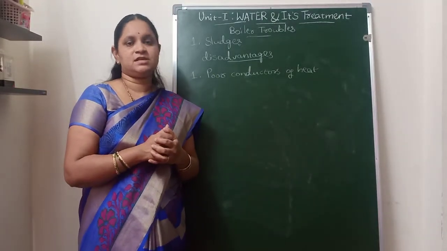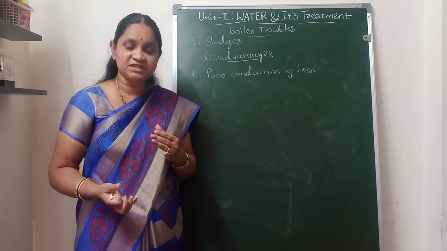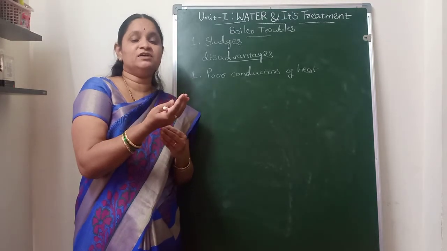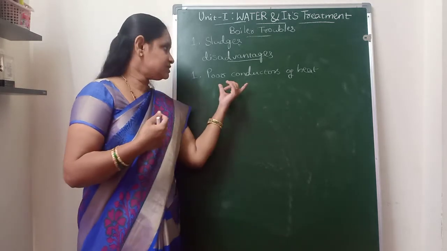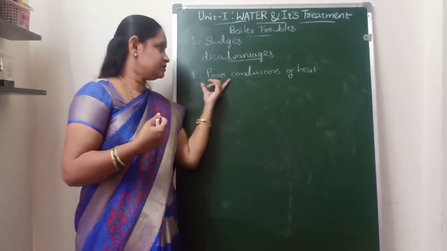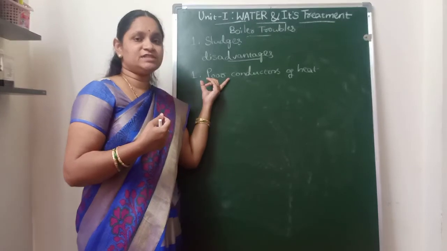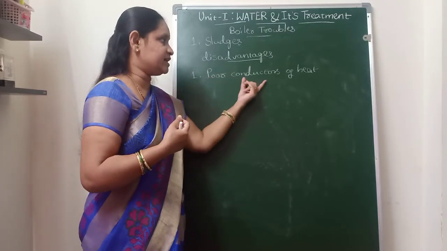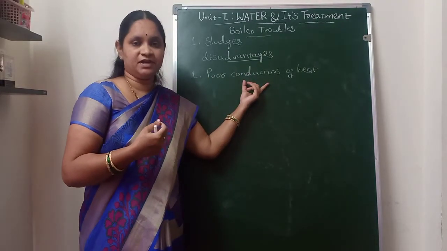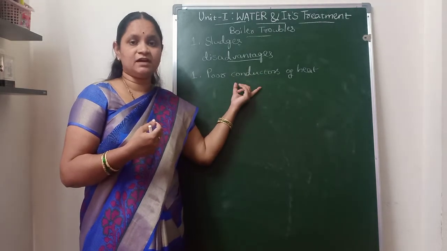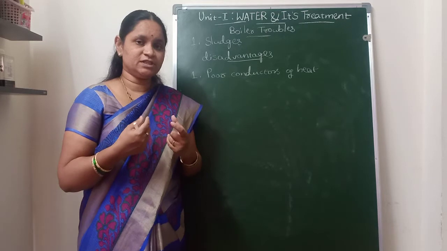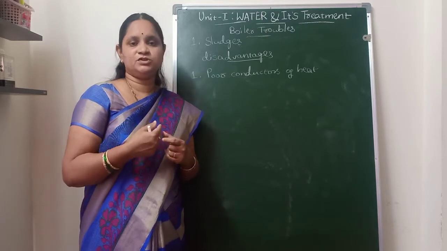Because of that, if sludges are formed in the boilers, whatever heat is given to the boilers will not be totally transferred to the water, because sludges act as poor conductors of heat. They have poor thermal conductivity. Because of that, they will not transfer the total heat to the boiler feed water.